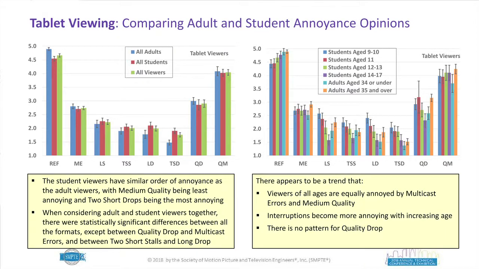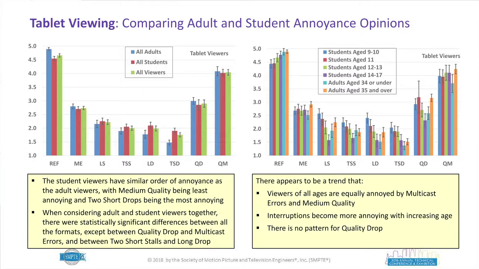Okay, so let's look at the whole population. Let's look at the adults and the students. The blue represents the adults, red is the students, and green is everyone. We look at them on the tablet and on the TV. First is the tablets. Again, there's a general trend, in the sense that there is a similar order of annoyance for both the students and the adults, where quality drop is the least annoying and two short drops is the most annoying.